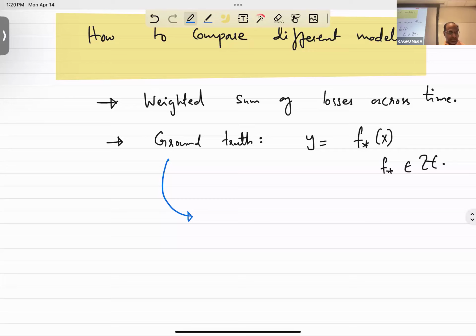So one nice goal to hope for, at least in the case of ground truth, and again, as I said, it's a toy example, but it leads us to nice algorithms that we can use even when this assumption does not hold, is what is called the mistake bounded model.